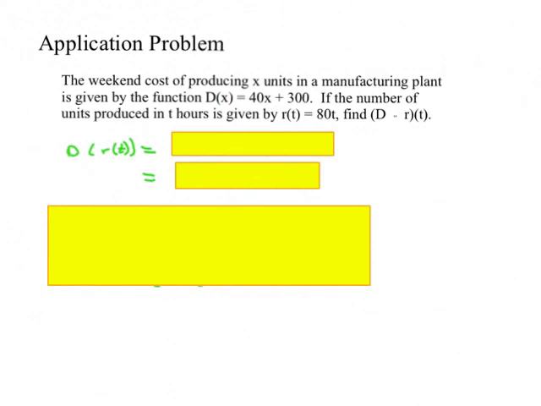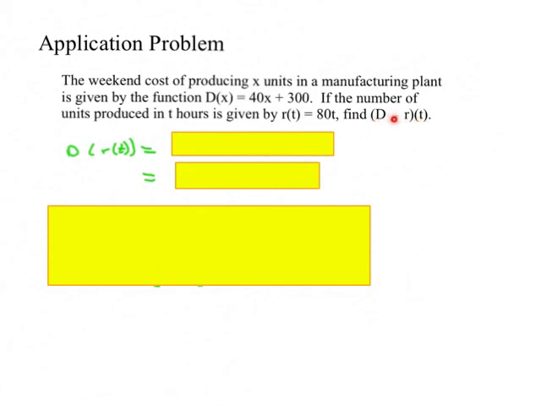Okay, we have one more application problem left. Now, in doing this one here, let's go ahead and read it, and then we're going to see what we need to do. It says, the weekend cost of producing x units in a manufacturing plant is given by the function d of x equals 40x plus 300. Now, if the number of unit products in t hours is given by r of t equals 80t, find d of r of t. In other words, it wants us to find the composition of these two functions.